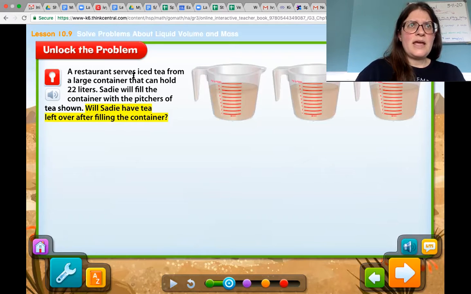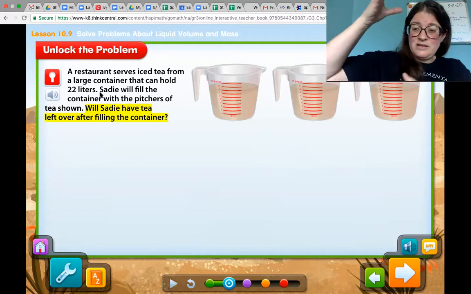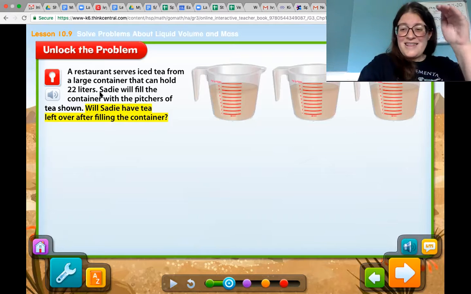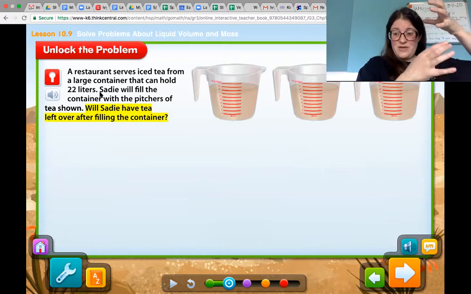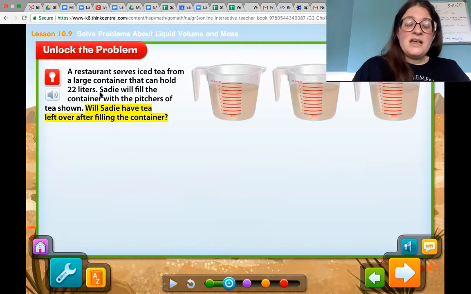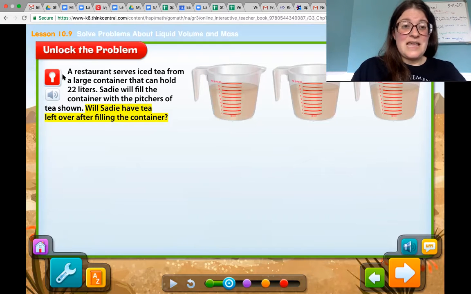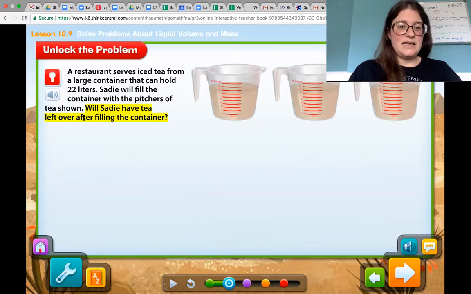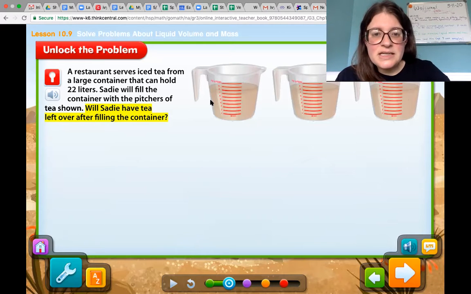Whew. Okay, they said it's a large container, and that makes me think of where I've seen the word liters before. Have you ever had a bottle of pop or soda from the store? That holds 2 liters, the big one that you share with your family. That's 2 liters. So they're saying they have a container that can contain 22 liters, which is so much. So they have to break it up into smaller pitchers. It says Sadie will fill the container with the pitchers of tea shown. Will Sadie have tea left over after filling the containers?